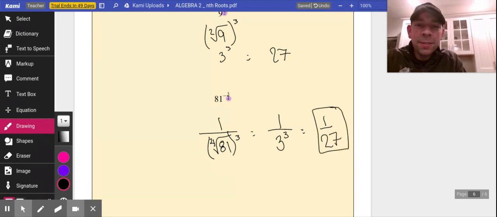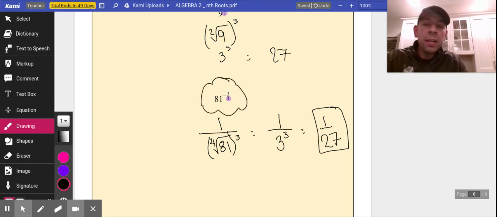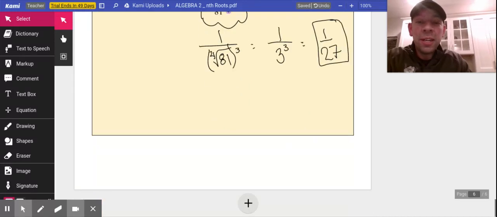I'll tell you what, this is a real doozy. If you feel good about that problem, if you feel good about how you're going to handle your negative exponent, how you're going to handle that fractional exponent, you are in good shape. There's really nothing that I can throw at you that you can't handle.